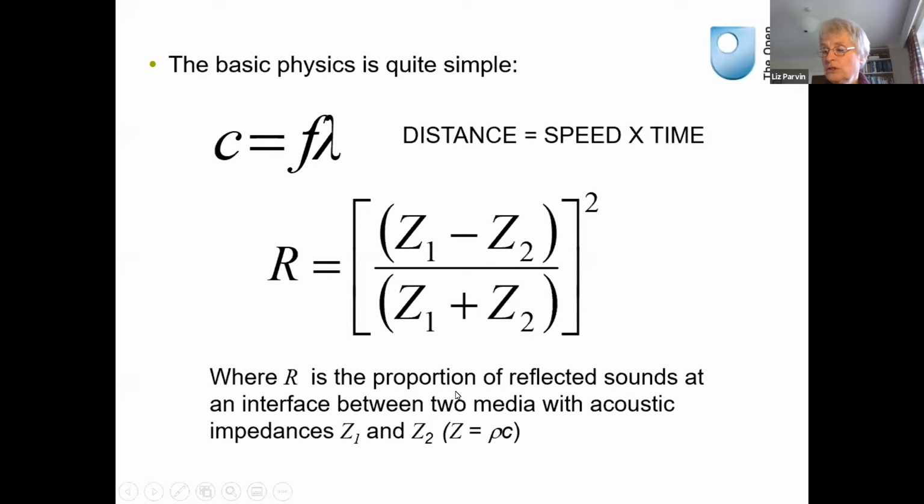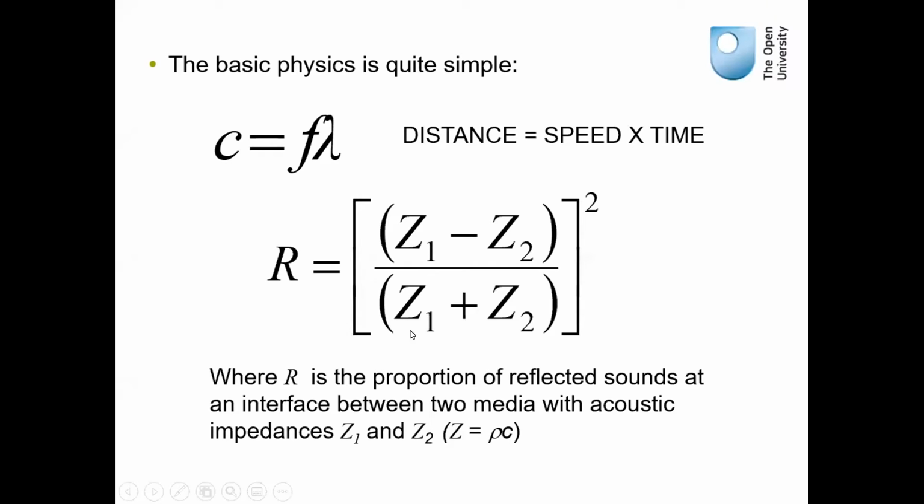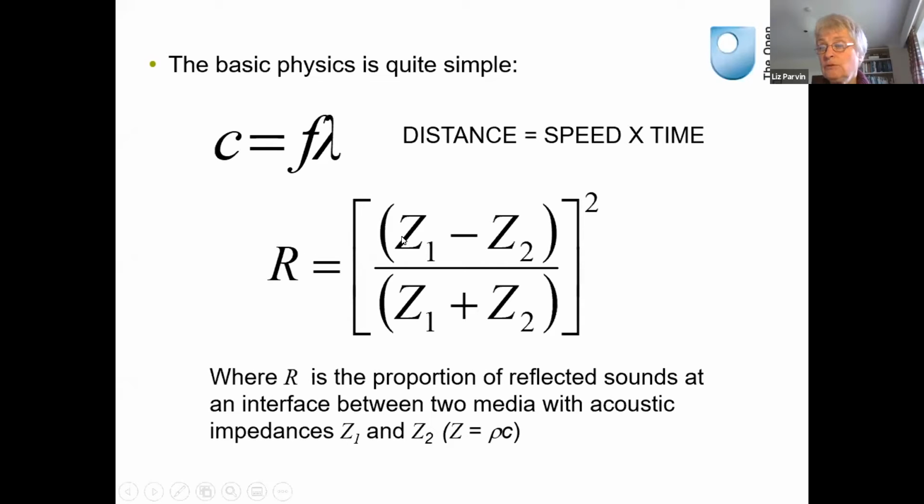Z is a quantity called the acoustic impedance, and is simply the density times the speed of sound in the medium. So if we have a big difference in Z, we get a lot of reflection. If we have a smaller difference, we get a smaller reflection. One of the consequences of this is that if we're dealing with air or gas, air and gas have a very low density and usually a lower speed of sound. So we get a very low acoustic impedance in a gas.